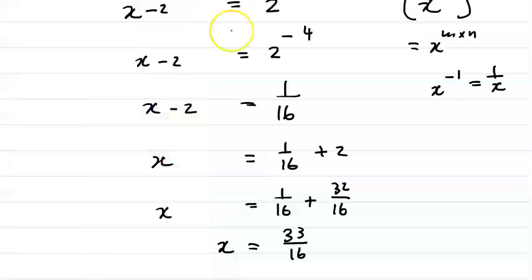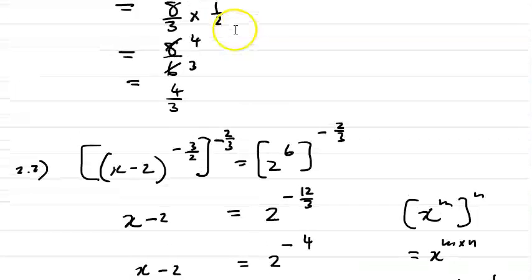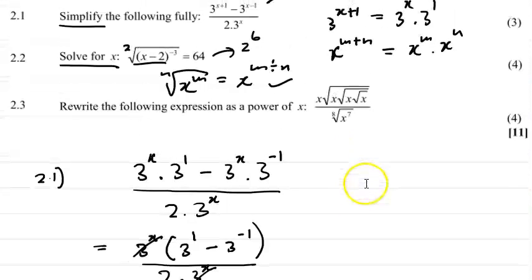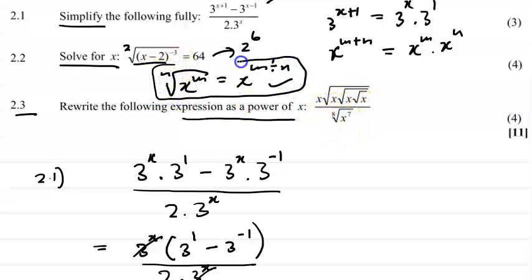And there you go. Okay, let's look at the last one in this question. So question 2.3 now. Rewrite the following expression as a power of x. So here we have x, and we've got a whole series of square roots there. And we've also got roots here at the bottom. So once again, the law that I want to be concentrating on is this one here. Right? And remember now that the square root of x is equal to x to the half.